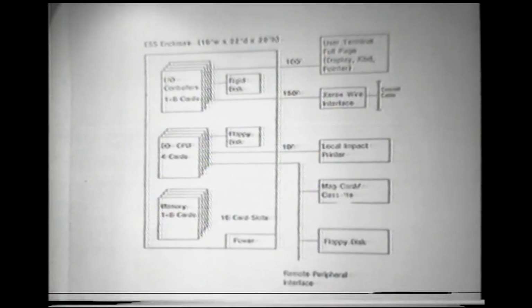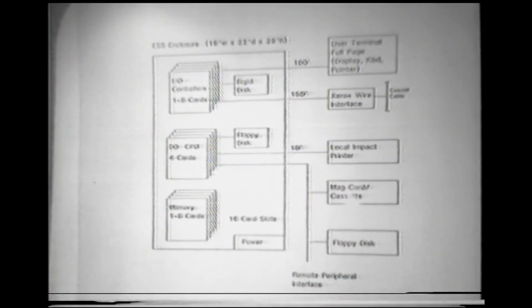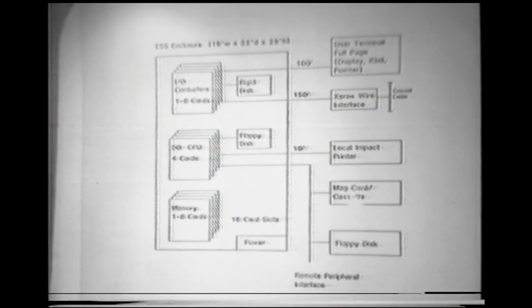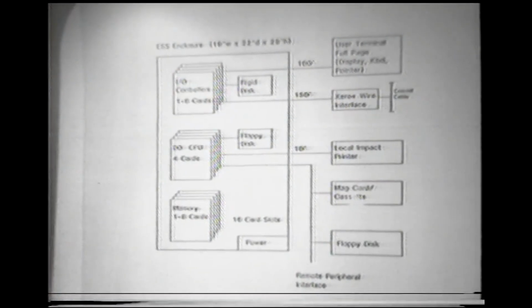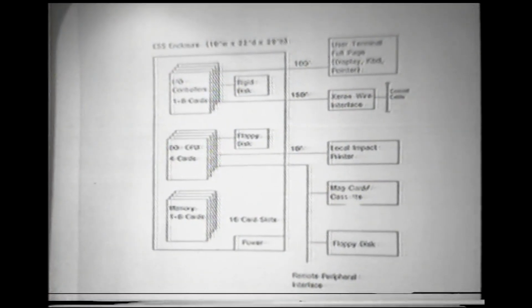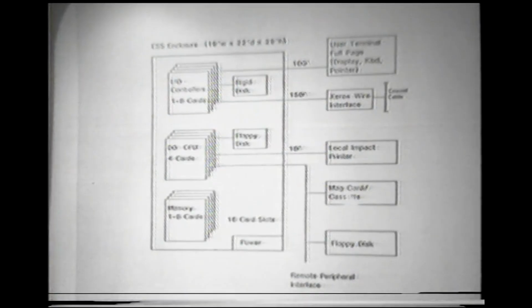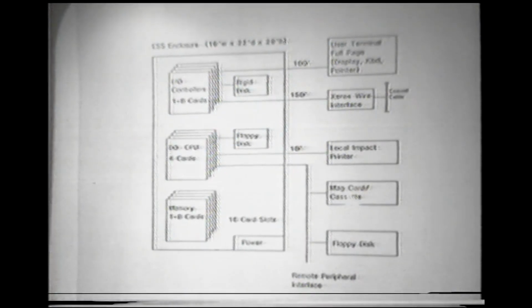Total of 16 slots, of which the CPU occupies 4. The I/O controllers, there can be from 1 to 8, and memory there can be from 1 to 8. And if you use 96K boards, that means you can have 3/4 of a megaword in this box.